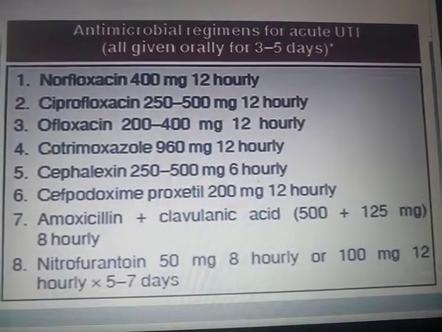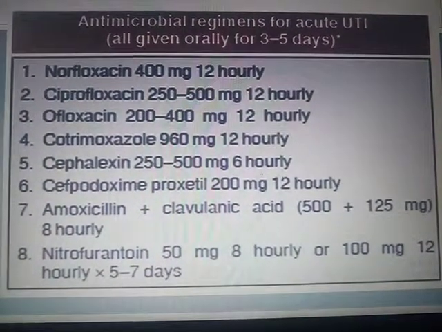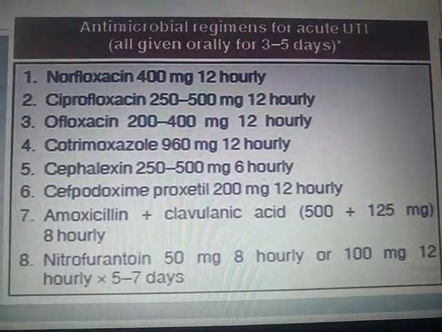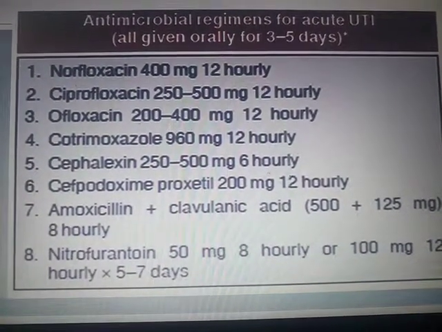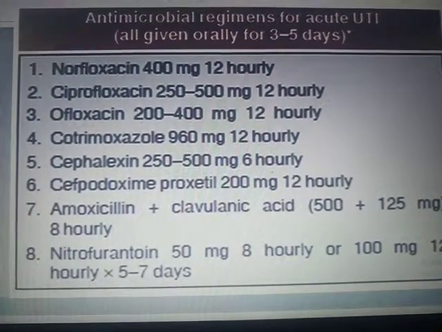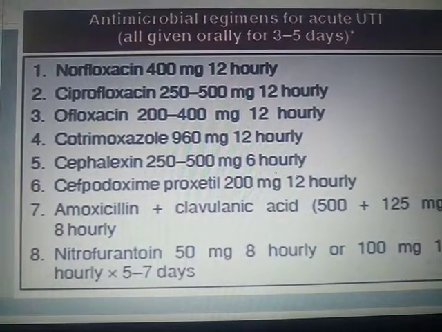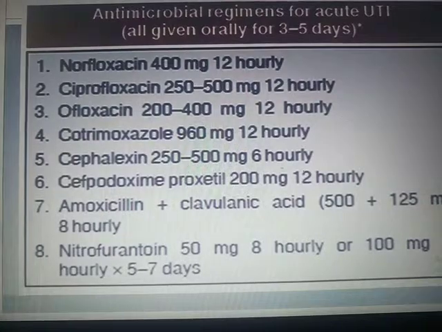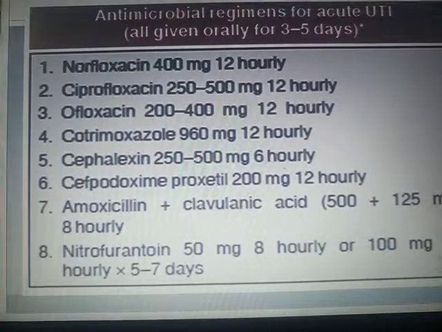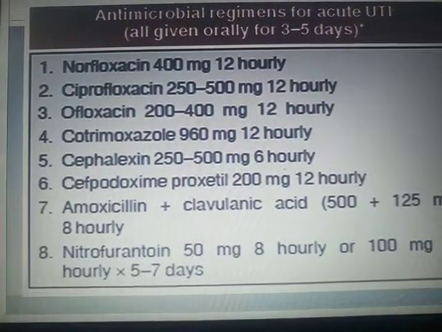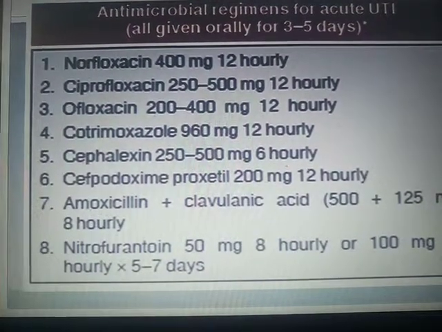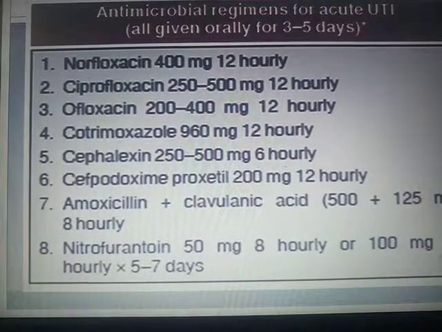So antimicrobial regimens for acute urinary tract infection. All are given for 3 to 5 days. You can give norfloxacin 400 mg 12 hourly or BD, ciprofloxacin 200 to 500 mg BD, ofloxacin 200 to 400 mg BD. Cotrimoxazole 960 mg BD, a combination of sulfamethoxazole 800 mg and trimethoprim 160 mg, that's why it is 960 mg BD. Cephalexin is given 250 to 500 mg 4 times a day.